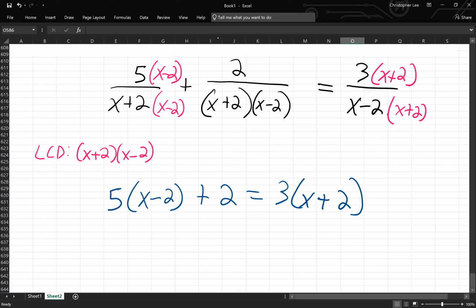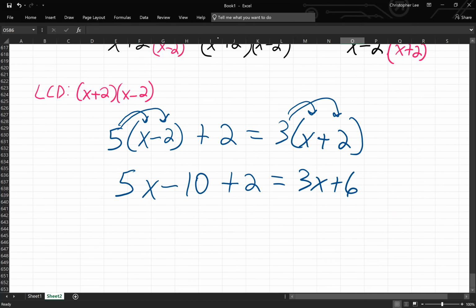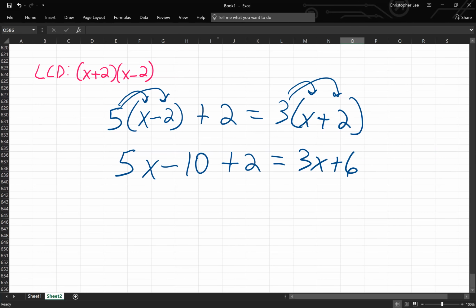I feel like this one was on our test. After that, I just want to distribute this, combine like terms, all that good stuff. It already had the LCD, so there's nothing else to put in there. Plus 2 is equal to 3x plus 6. I just want to put everything on the same side. Let me combine like terms. So this becomes 5x minus 8 is equal to 3x plus 6.